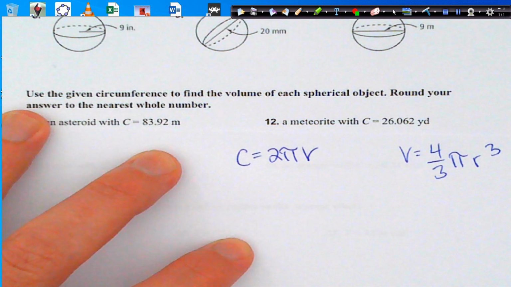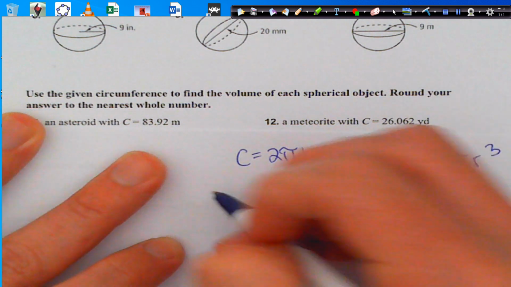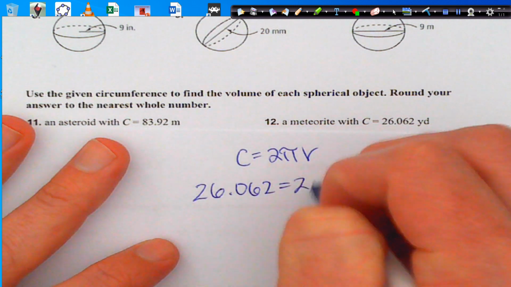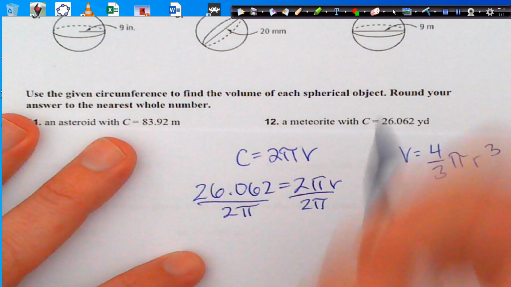If I actually use this formula, I can pull the radius out of the circumference. So this is 26.062 equals 2 pi r. All I have to do is divide by 2 pi to get my r value.